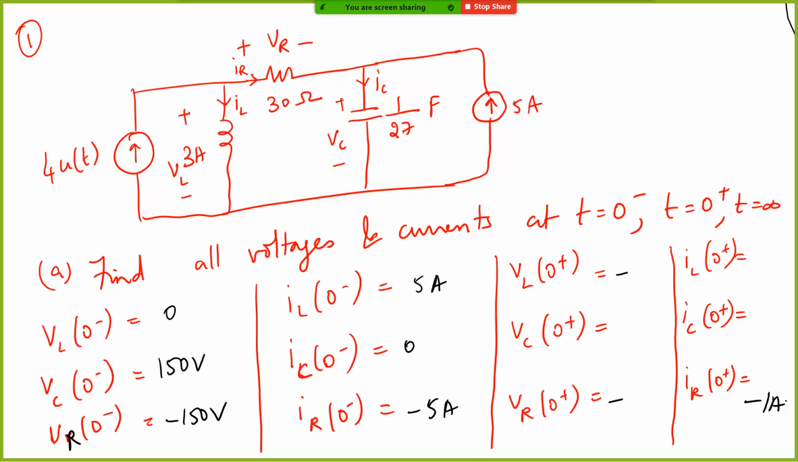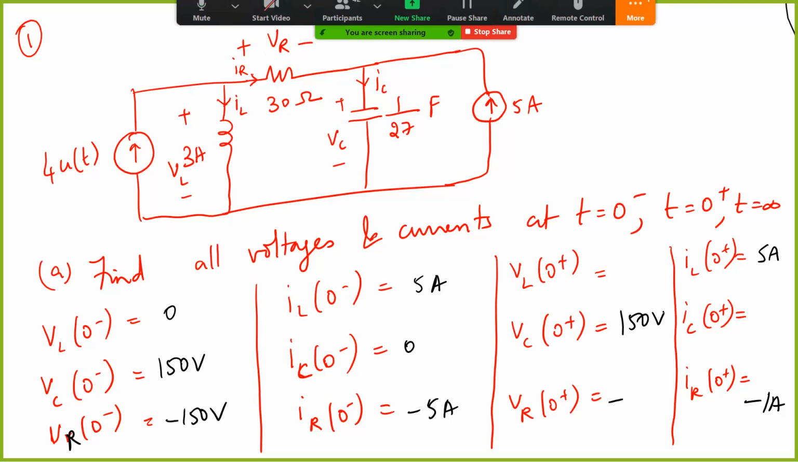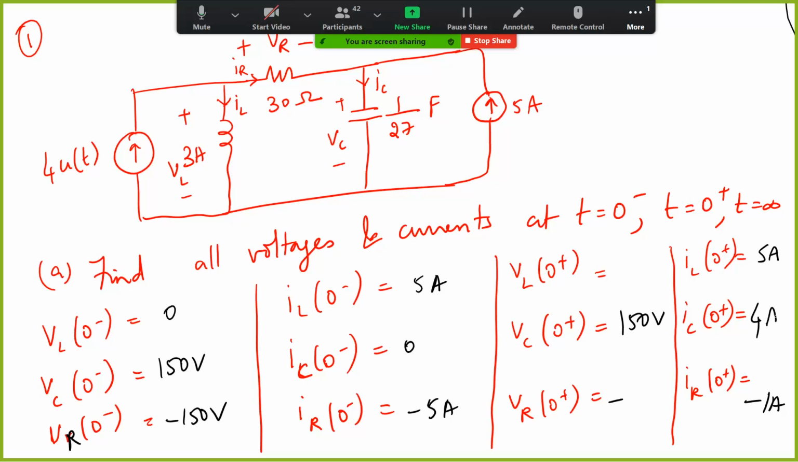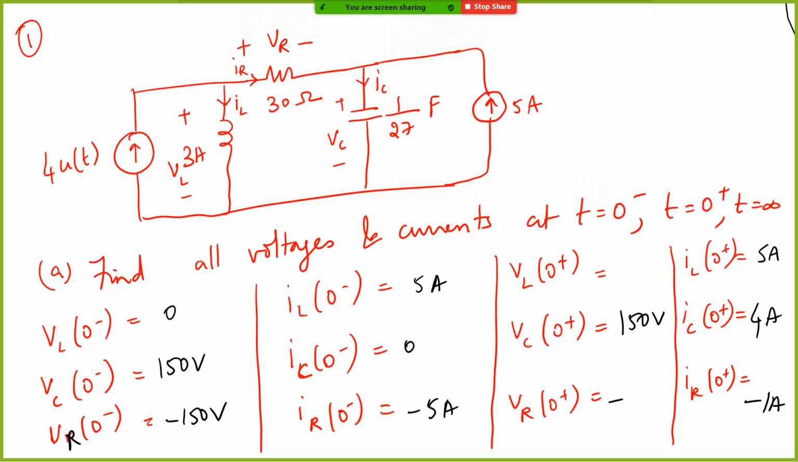And so IL of 0 plus is 5. VC of 0 plus is also 150. IC of 0 plus is 4 amps. VR is minus 30.